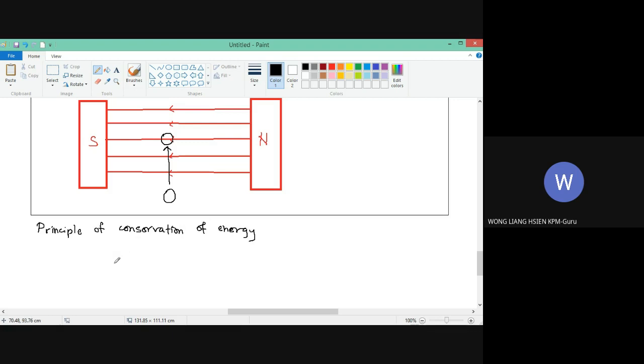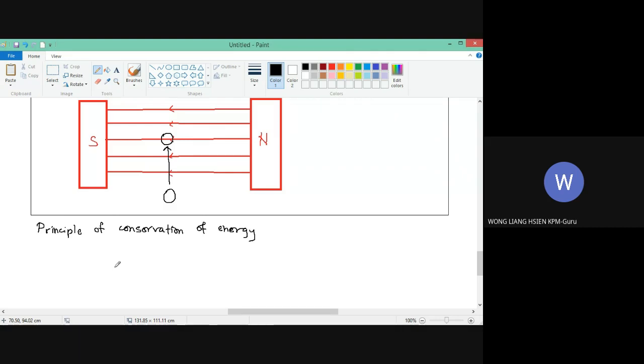Principle of conservation of energy says what? Energy cannot be created or destroyed. It can only be converted from one form to another. That means if you want to have electrical energy, you have to convert other kinds of energy into electrical energy, right? You have to supply energy in order to get energy. So you cannot create energy from nothing.